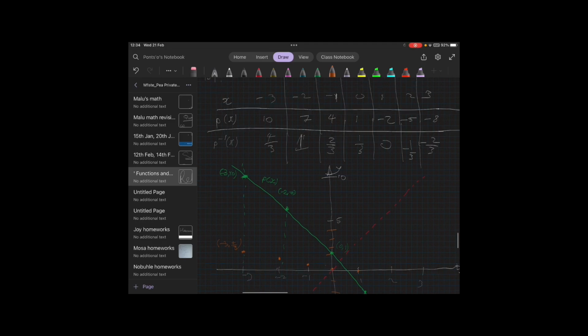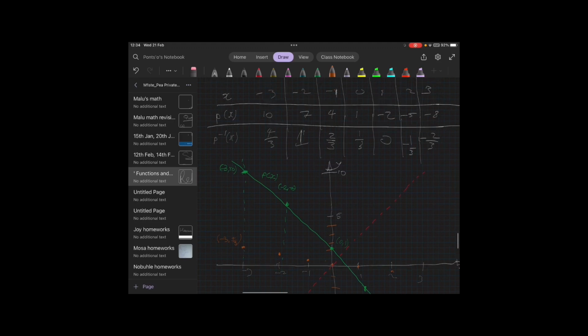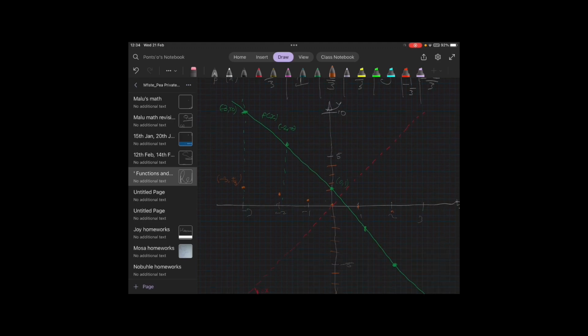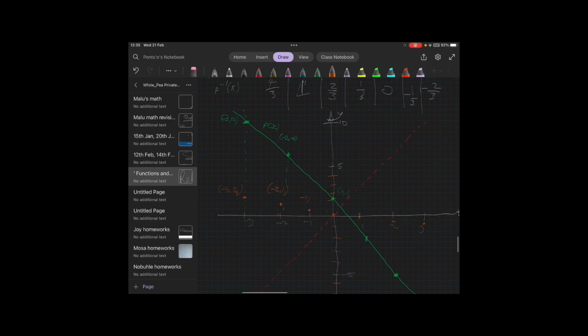At x is 1, we've got 0. At x is 2, we've got -1/3. So somewhere there. And at x is 3, we've got -2/3. So just below 1, somewhere there. And this line is gonna be, -2 is to 1. -1 is to 2/3. 0 is to 1/3. 1 is to -1/3.